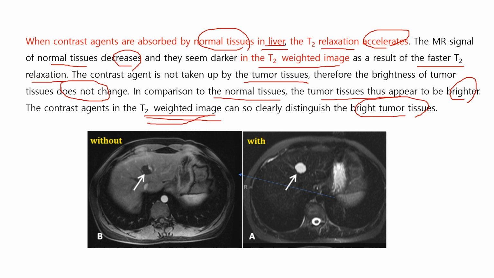Normal tissue can absorb the contrast agent, so T2 contrast agents. So the T2 relaxation process in the normal tissue enhances. So that means that we can have smaller signals from normal tissue. So if the normal tissue absorbs the contrast agents, the normal tissue will become darker.